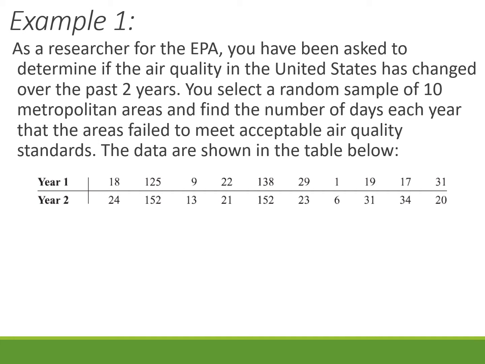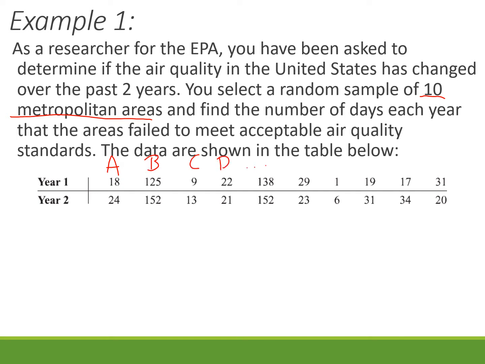For example, you're a researcher for the EPA. You've been asked to determine if the air quality in the US has changed over the past 2 years. So you select a sample of 10 metropolitan cities, and you find the number of days each year that they fail to meet acceptable air quality standards. So year 1 and year 2 are two readings on the same city. I'm going to call them A, B, C, D, etc.